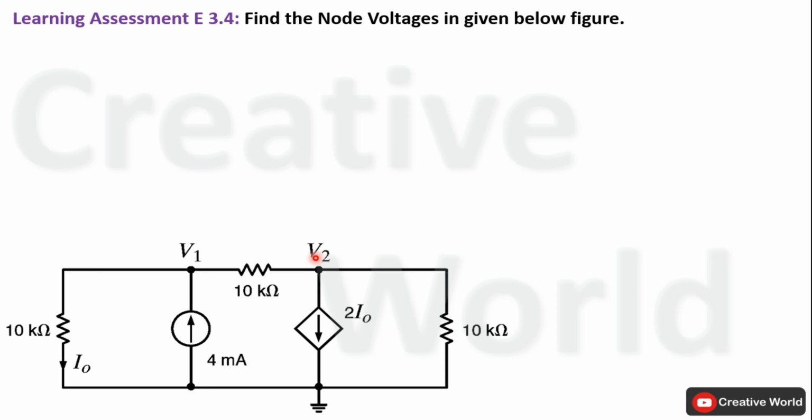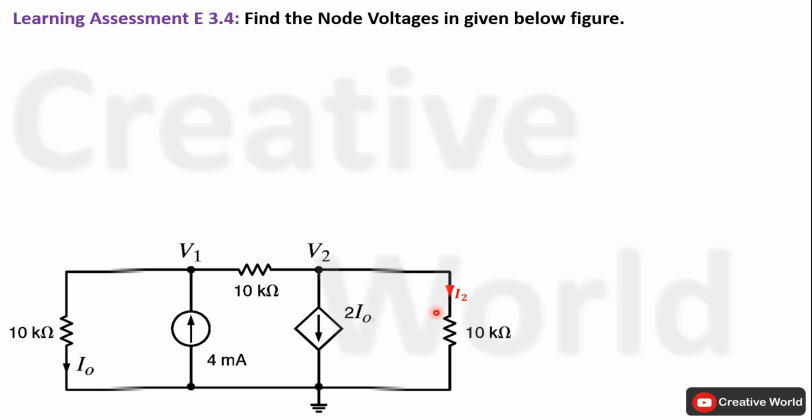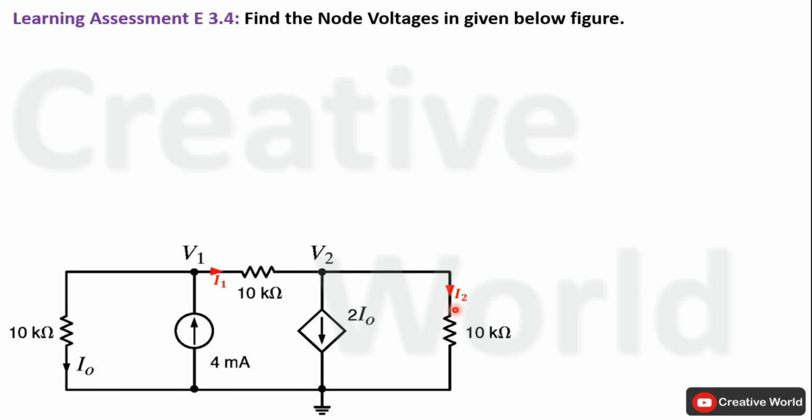In the third step, we have to assume and label all unknown branch currents along with their directions. In this network, the current through these three branches is already provided, so we have to just assume these two branch currents. I am assuming the currents through these two branches as I1 and I2. Current I2 is leaving from node V2, and I1 is leaving from node V1 and entering towards V2. We have completed all steps of nodal analysis.